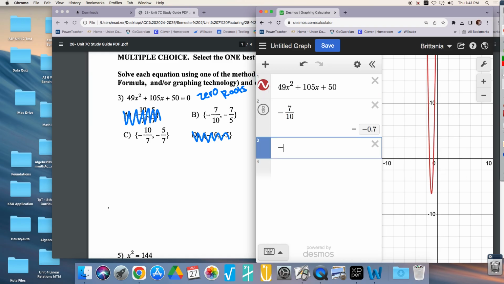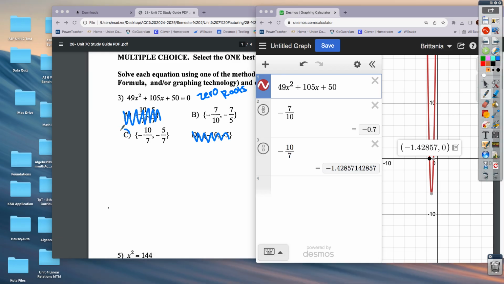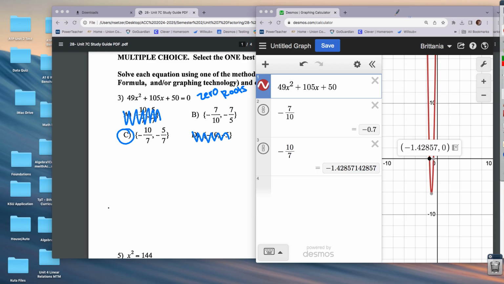So let's do negative 10 divided by 7, and now we get this awesome irrational number, negative 1.4285, and then so that matches that negative 10 over 7. So we would go with C, right? So not an irrational number, but just like a crazy long decimal. That doesn't really make a lot of sense.